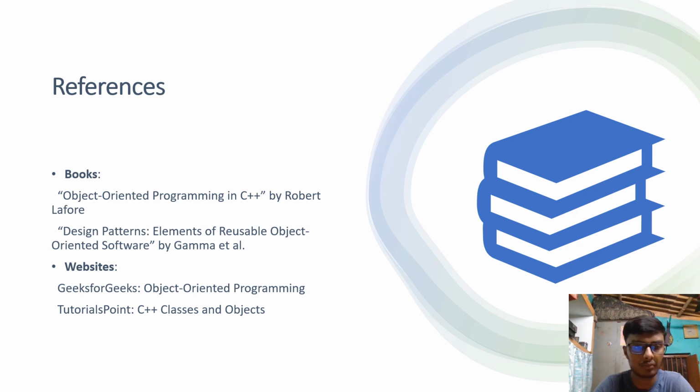References: books, Object-Oriented Programming in C++ by Robert Lafore, Design Patterns: Elements of Reusable Object-Oriented Software by Gamma et al. Websites: GeeksforGeeks, Object-Oriented Programming, Tutorialspoint, C++ Classes and Objects.